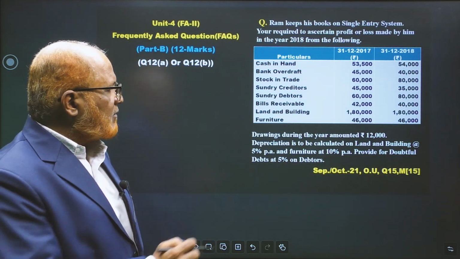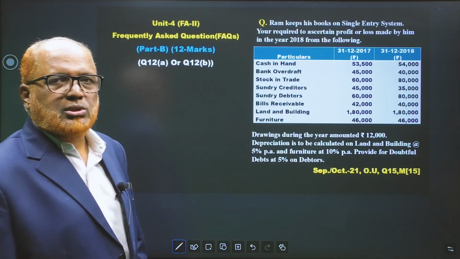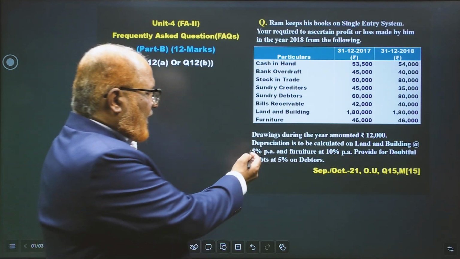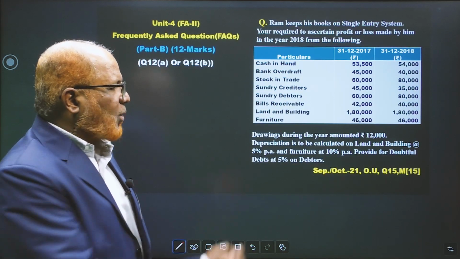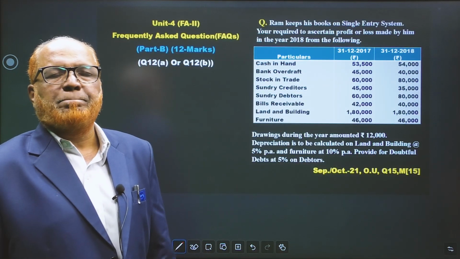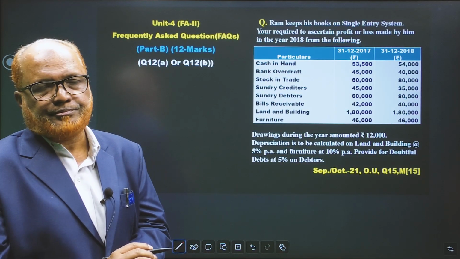Now adjustments are given. Drawings during the year amounted to 12,000. Then depreciation is to be calculated on land and building at 5% per annum and furniture at 10% per annum. Provide for doubtful debts at 5% on debtors. This is the additional information given to find out the profit.